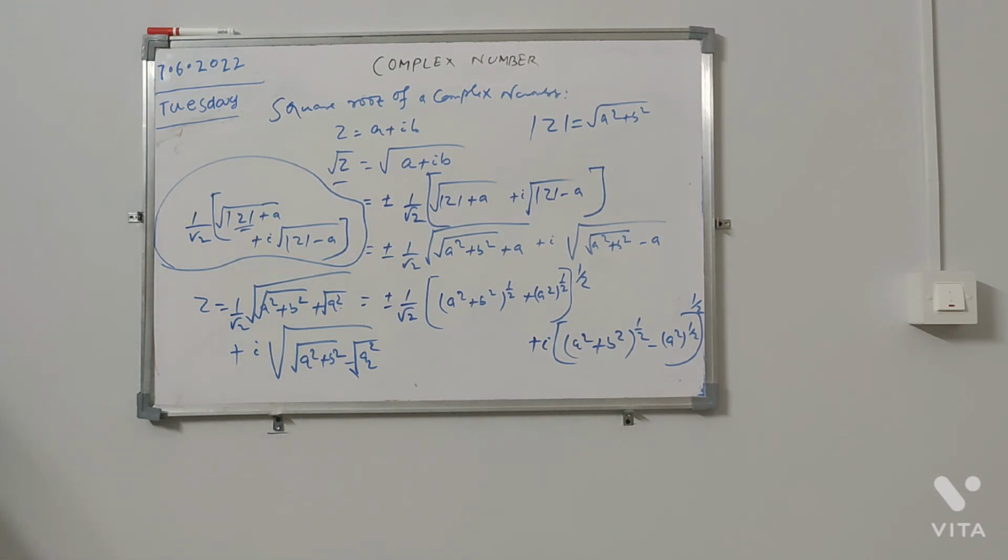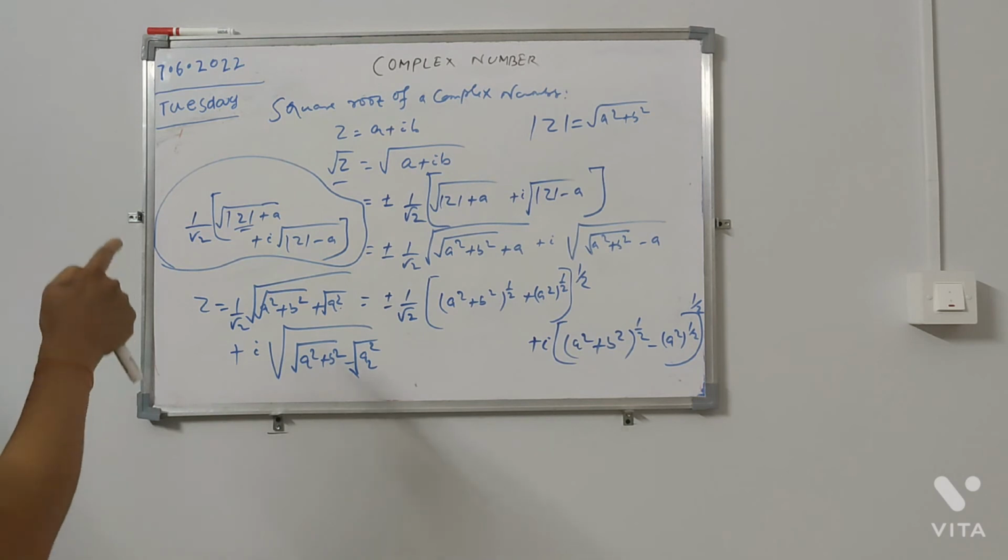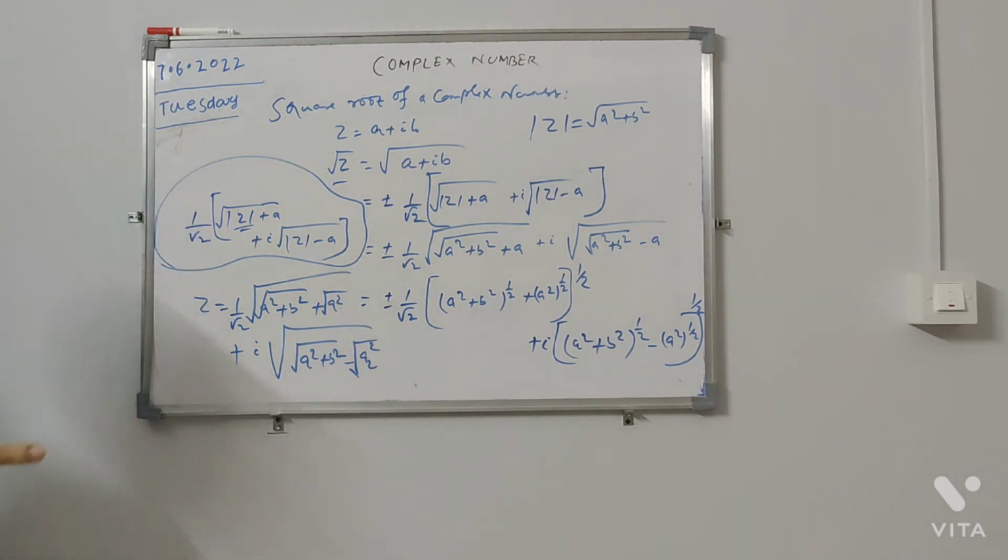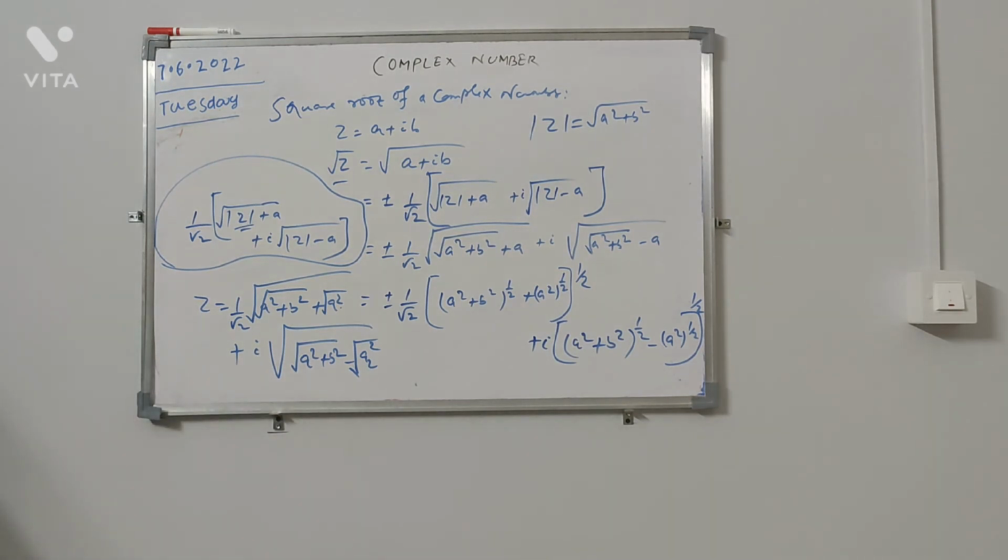Okay. That is how to find the square root: 1 by root 2 into modulus of z plus a, square root, plus i into modulus of z minus a, square root. You just have to remember it. We will do the derivation when we have more time. Okay, take a picture of it.